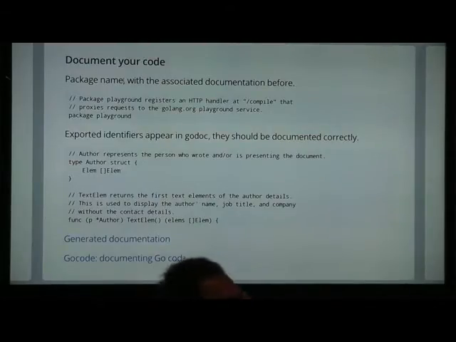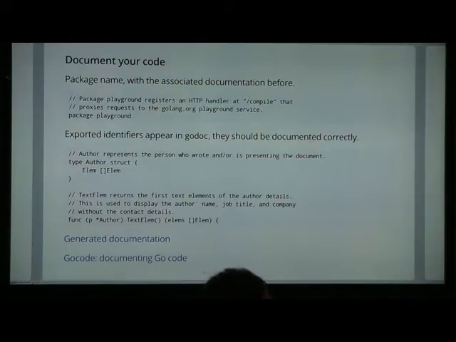So yeah, documenting your code includes a lot of different kinds of documentation, but one of them is the documentation that is part of your code. In this example, you give documentation about the package, so you have to write it right before the package playground without any blank line there. And then you should also have documentation for at least every single exported identifier. Exported identifiers are the ones that start with a capital letter. So in this case, Author, or the method Text Element inside of Author.